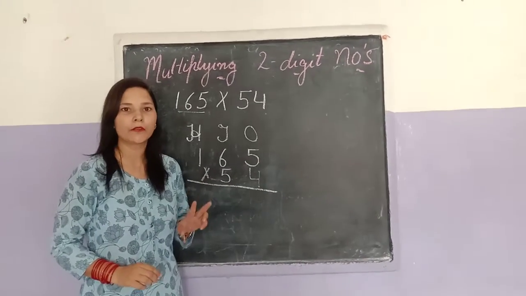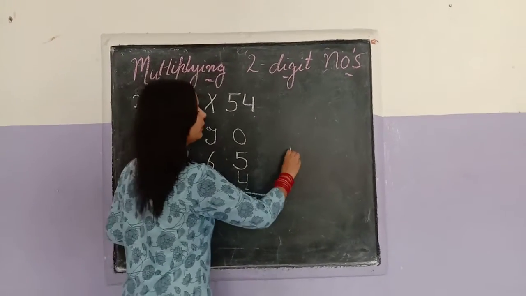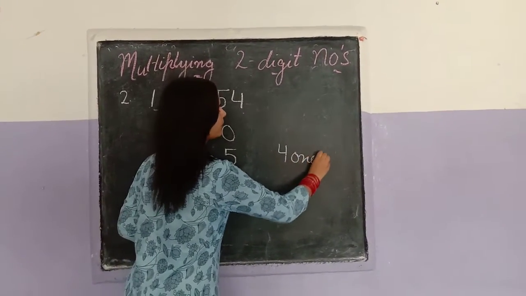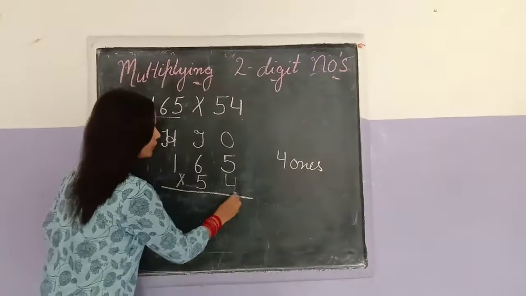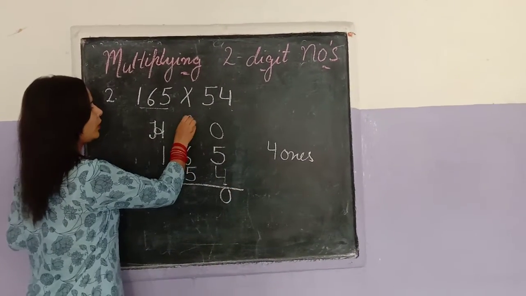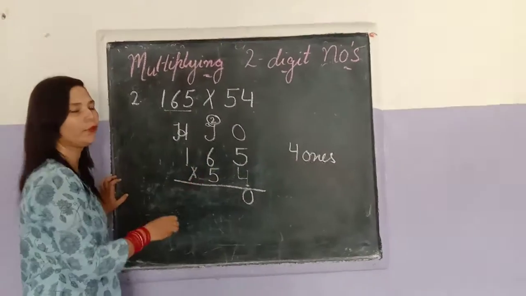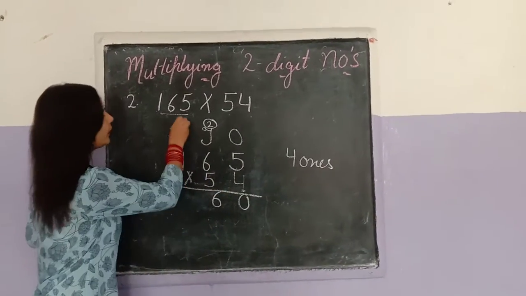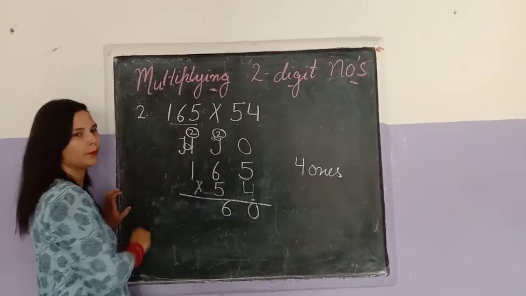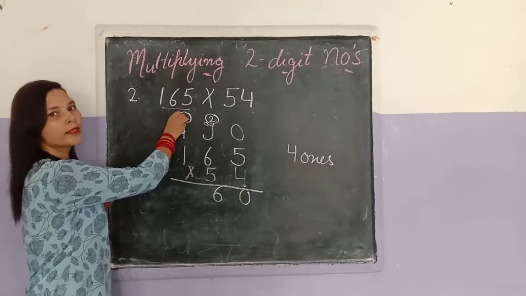Second step, start with the digit at ones place. The second one, 4 ones, right? 4 times 5 is 20. 0 will be placed here, 2 will go up. 4 times 6 is 24. 24 plus 2 is 26. 6 here, 2 will go up. 4 times 1 is 4. 4 plus 2 is 6.